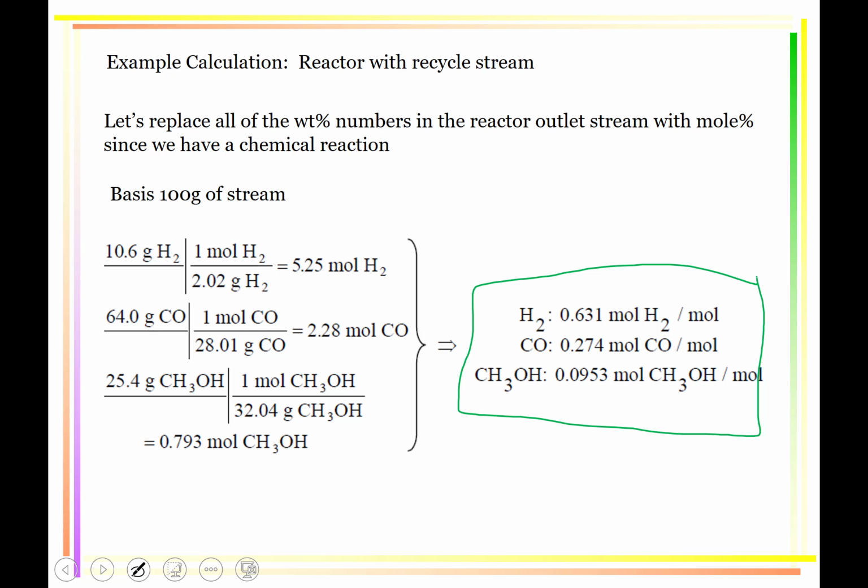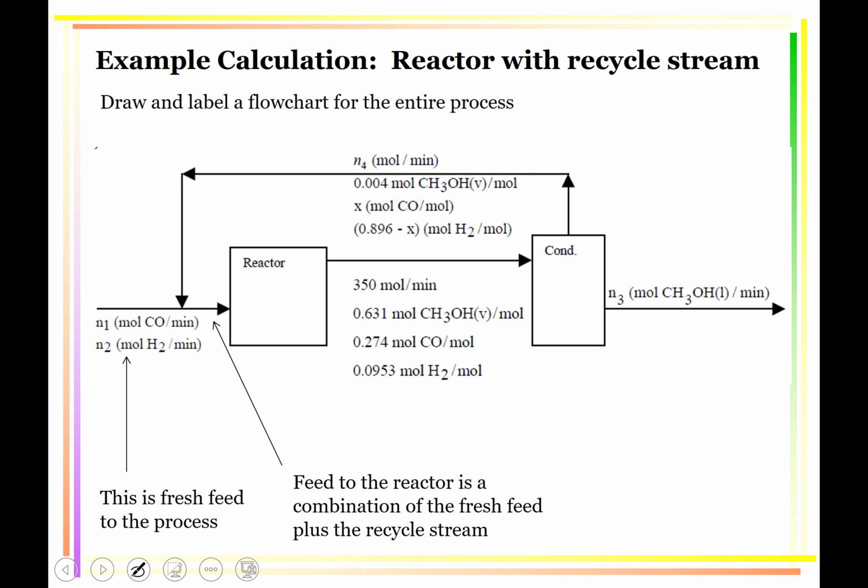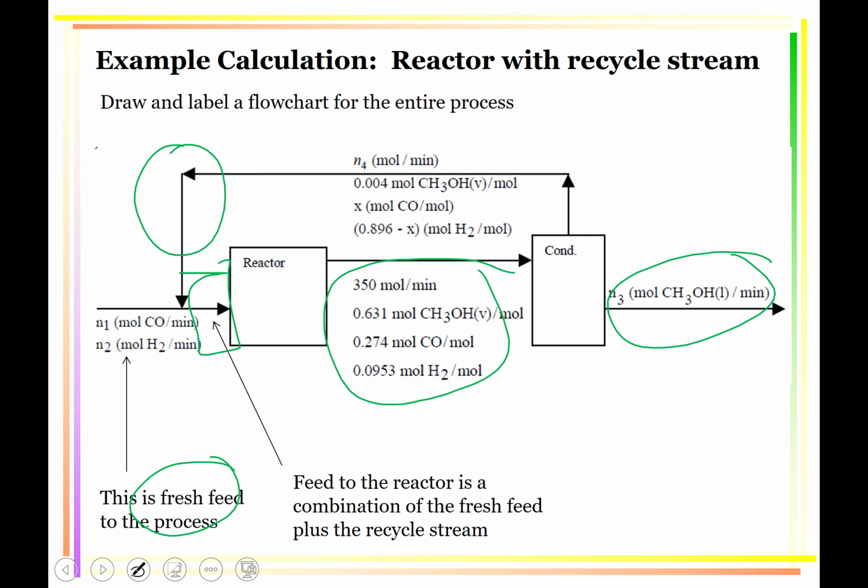Okay, now let's draw and label a flowchart for the entire process. And we've already seen this as an example, that when you have a recycle stream combining with the fresh feed, okay, we have recycle combining with fresh feed. This stream here has a different composition, so you should write it in such a way that you can put numbers on it. Here we know everything about the stream. Here we have some methanol, but some methanol is coming out in this one, so that's going to require a little bit more calculation.